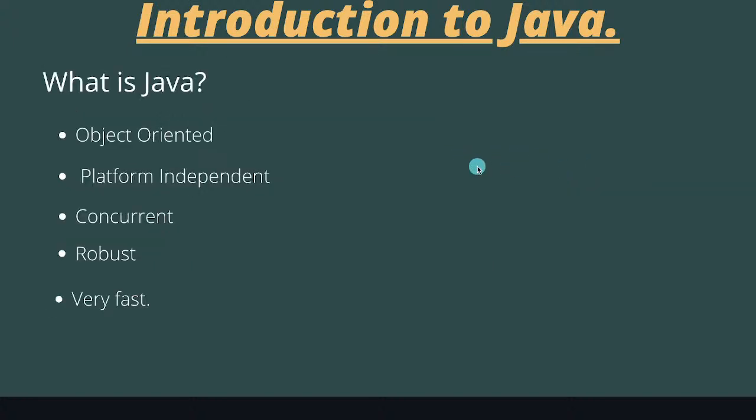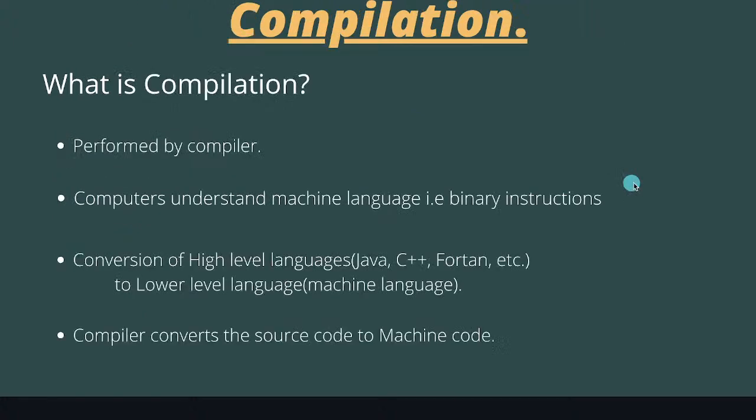And as we discussed the definition of Java, we usually see on Google that Java is an object-oriented programming language, Java is platform independent, Java is concurrent, Java is robust, Java is very fast. But now these points are not at all clear at this moment of time. We already discussed yesterday what platform independency is, how Java achieves platform independency, and why Java is a very fast language.